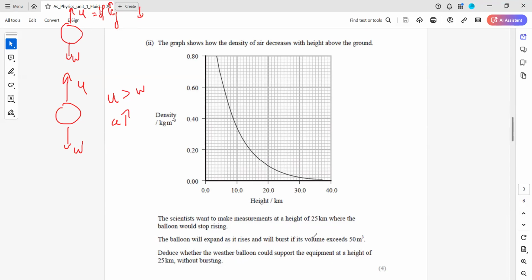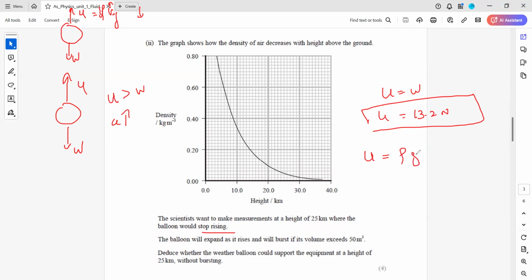So once it reaches a height and stops rising, it means the upthrust and the weight are equal. So weight equals upthrust. And we already calculated the weight in the previous part, 13 Newton. So we can say the upthrust should be equal to 13 or 13.2 Newton as the balloon is not rising. Now using this upthrust, we have the formula: upthrust is density of fluid, volume of object, and gravity. So if the upthrust is 13.2 and at an altitude of 25 kilometers, what is the density?